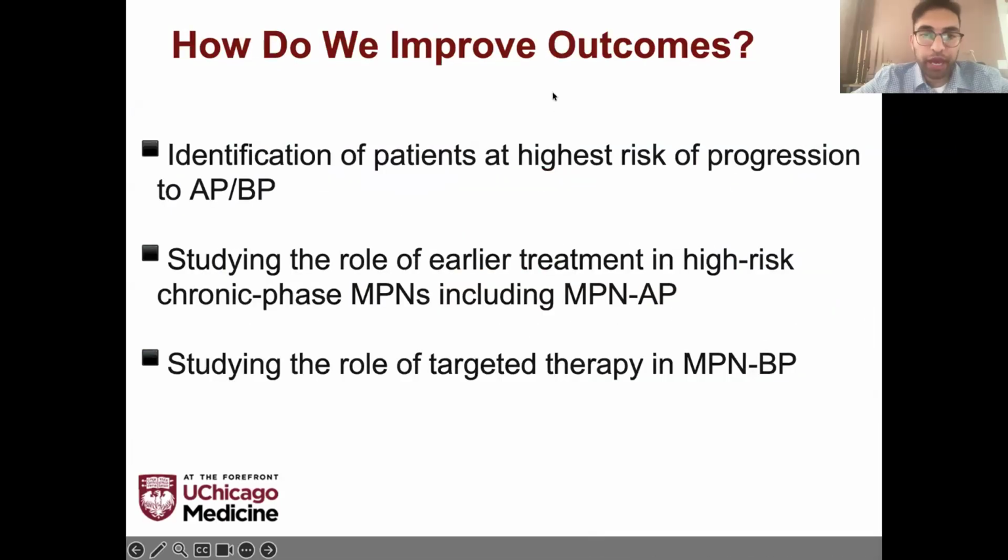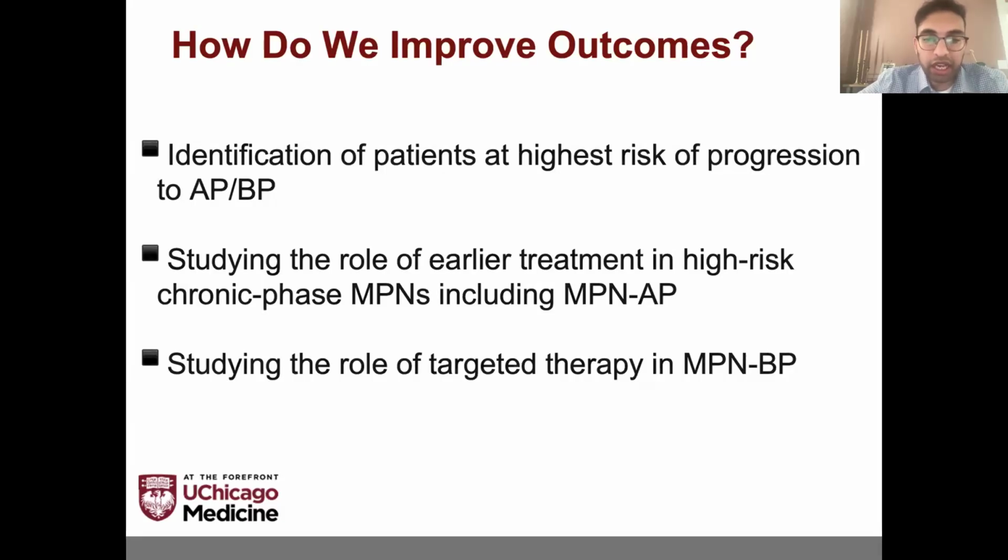So how do we do better for our patients with accelerated and blast phase disease? In my mind, it comes down to 3 specific things. The first is identifying patients with the highest risk of progression, because the optimal time to intervene is before accelerated or blast phase ever happens. The second is thinking about earlier intervention and treatment in high-risk patients, whether it's early stem cell transplant, or whether we develop drugs that help to delay or prevent the progression to accelerated or blast phase disease. That's really where our opportunity is to intervene.